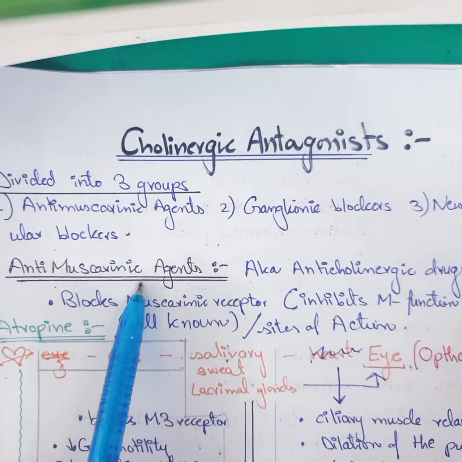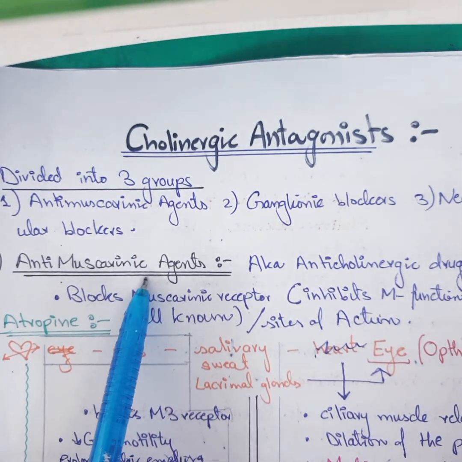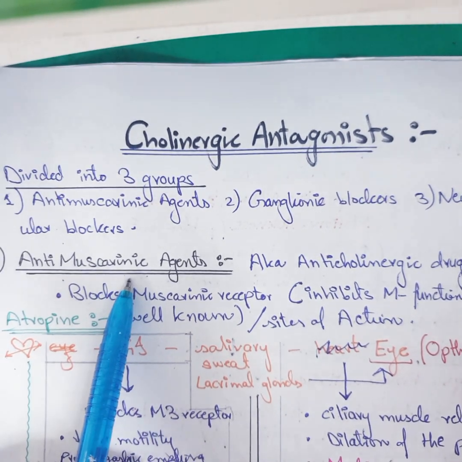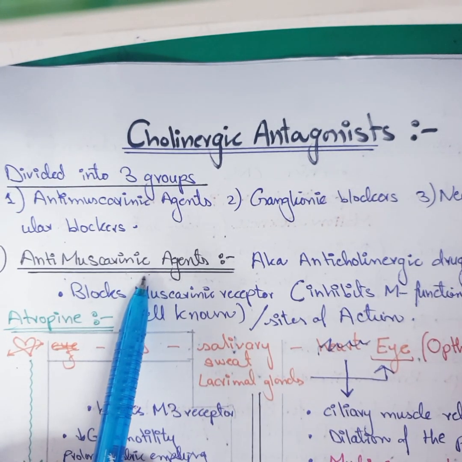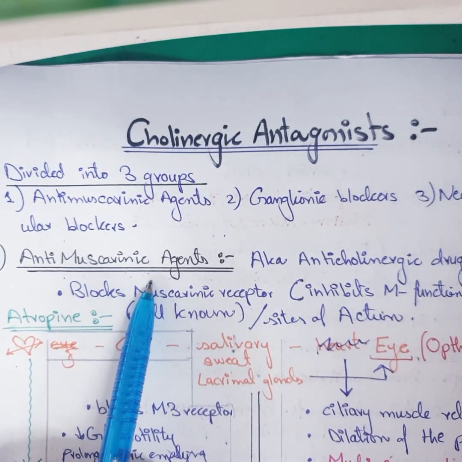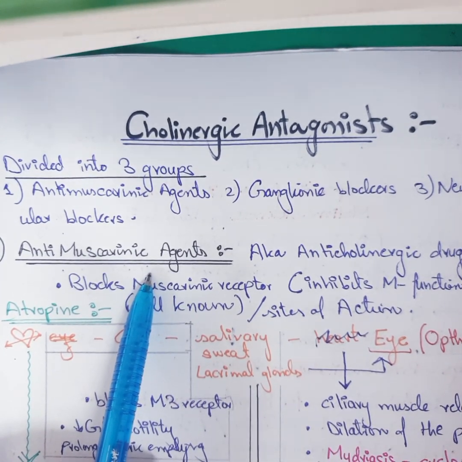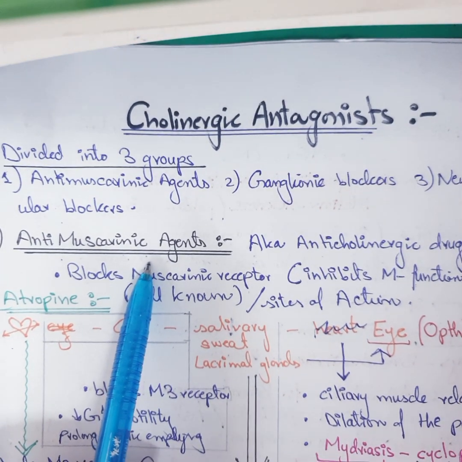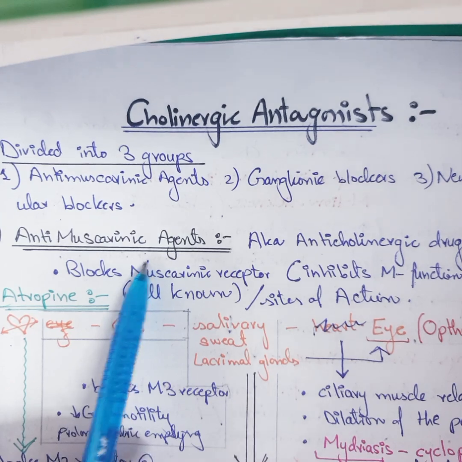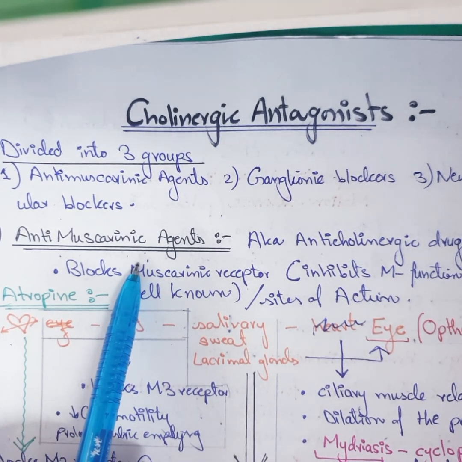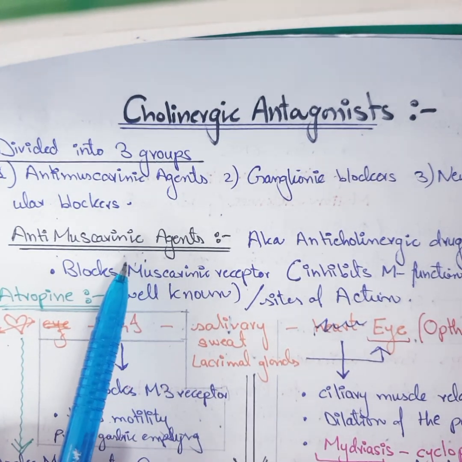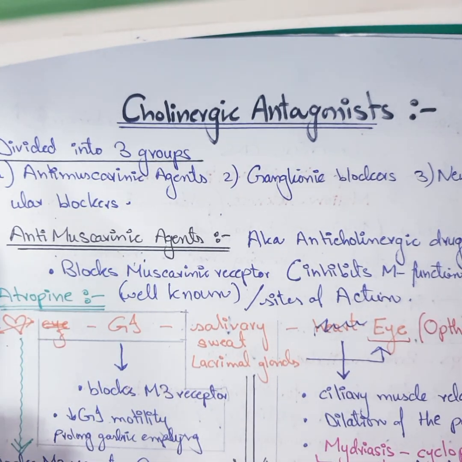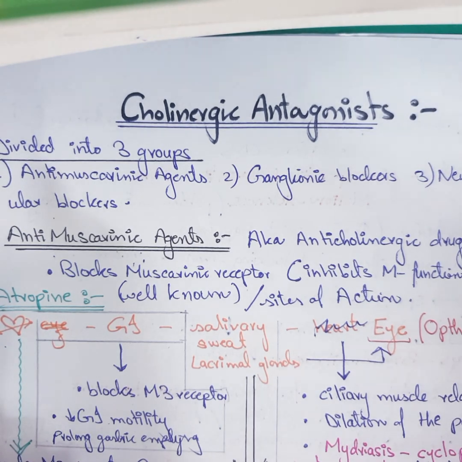The antimuscarinic agents have no effect at the nicotinic receptors. They do not block the nicotinic receptors. As they do not block the nicotinic receptors, they have no action at skeletal neuromuscular junctions or the autonomic ganglia. So the anticholinergic drugs, the antimuscarinic agents, are beneficial in a variety of clinical situations. Antihistamines and antidepressants also have this activity.